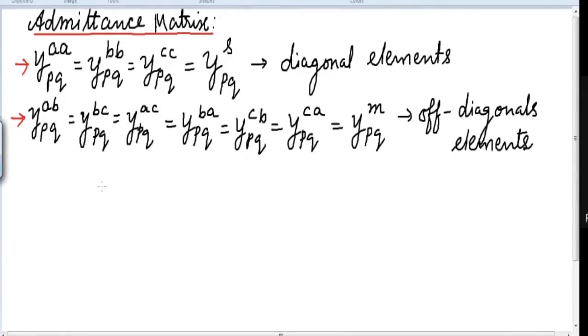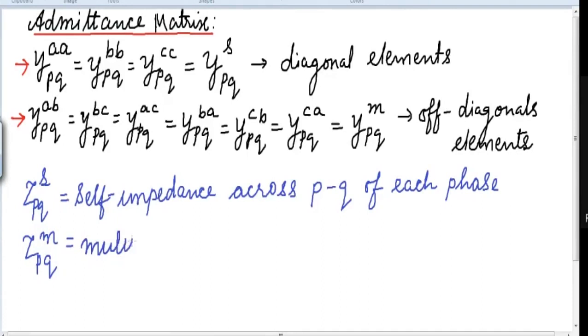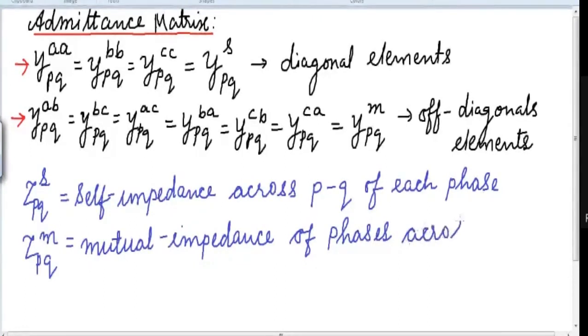Where I will write here, what are these components? Let us write here. ZPQS is self-impedance across PQ of each phase, right? So ZPQS is the self-impedance across PQ of each phase. Similarly, ZPQM will be mutual impedance across PQ, the mutual impedance of phases, right? So mutual impedance of phases across PQ.